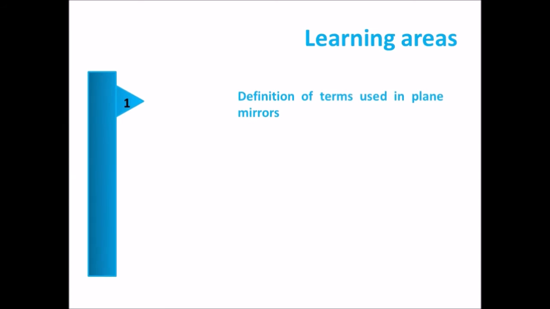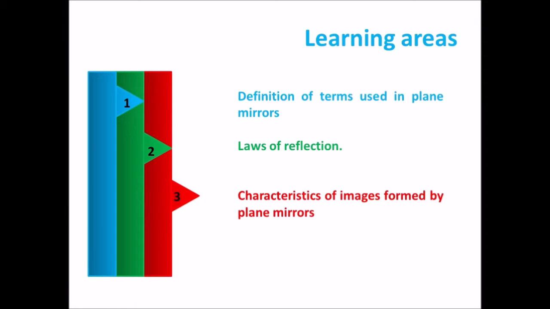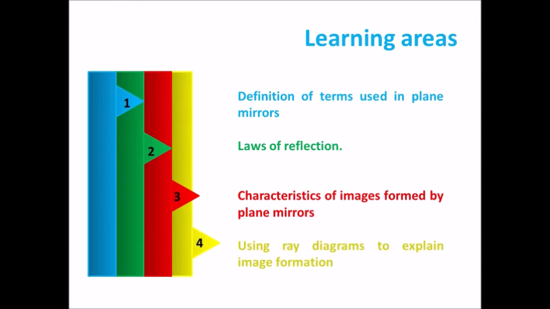What are we going to learn in this video? So we're going to learn number 1, definition of terms used in plane mirrors. Number 2, the laws of reflection. Number 3, the characteristics of images formed by plane mirrors. And finally, using ray diagrams to explain image formation.